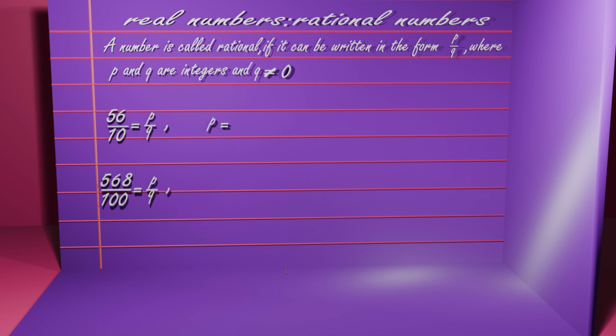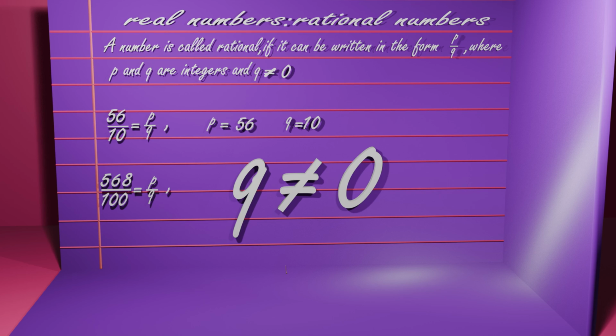Here p is 56 and q is 10 and both are integers. Let's understand why q cannot be 0. That means why the denominator can never be 0. And if we do so, what happens?